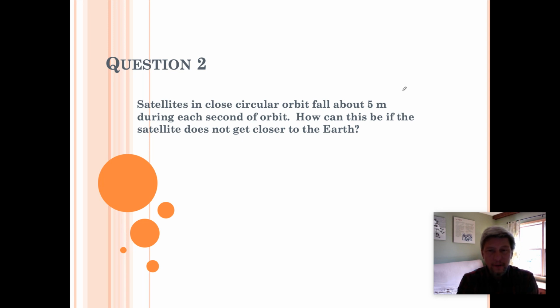And so, therefore, they are indeed falling, but they're falling around the Earth because the curvature of the Earth has a rise of 5 meters over a run of 8,000 meters. Think about the slope formula that you learn in your math classes: rise over run. If the rise is 5 meters and the run is 8,000, then you're always going to maintain the same height above the Earth as you rotate around the Earth.